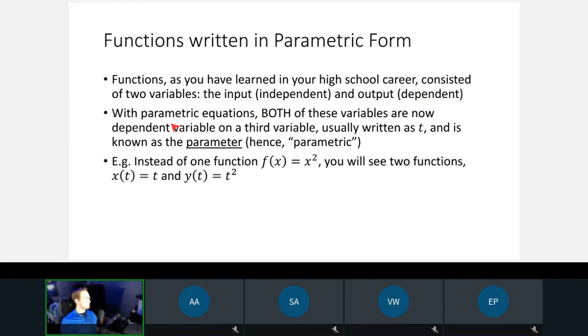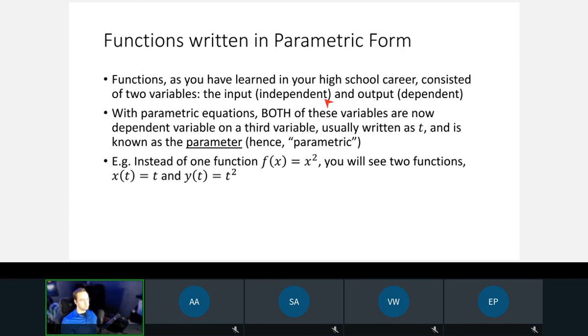All right, so with parametric equations, both of the variables x and y are dependent variables, and there is a third variable, usually t.